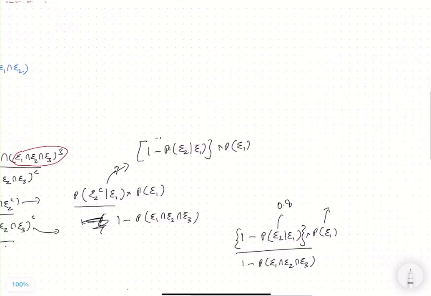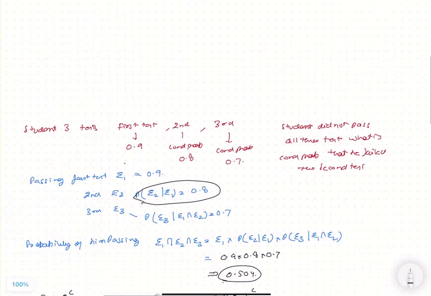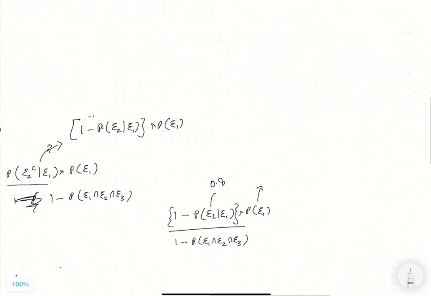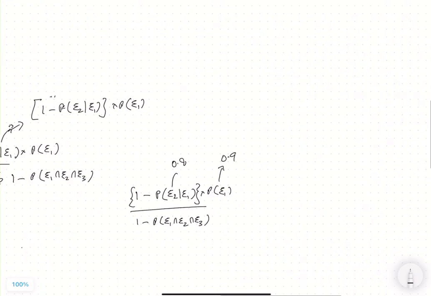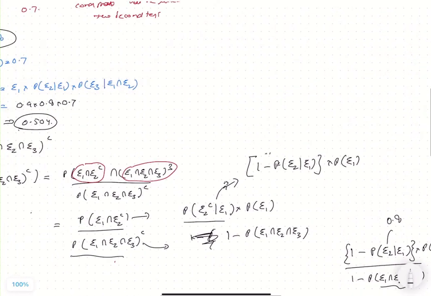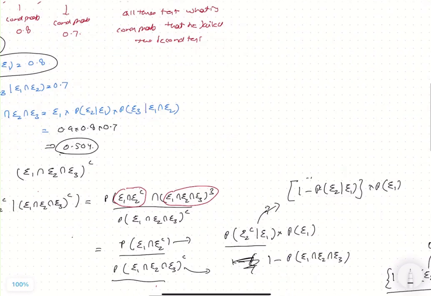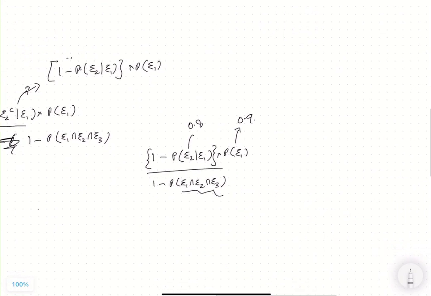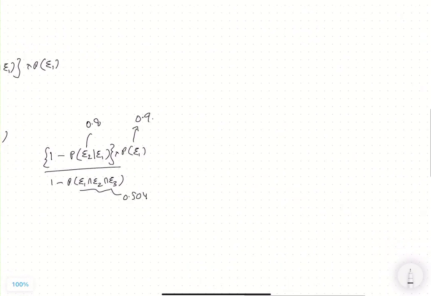What is the probability of E1? We know the probability of E1 to be 0.9. So we're going to put this 0.9 here. And what is the probability of this? We have already calculated 0.504. So we're going to put this 0.504 here. So this will become 1 minus 0.8 times 0.9, divided by 1 minus 0.504.